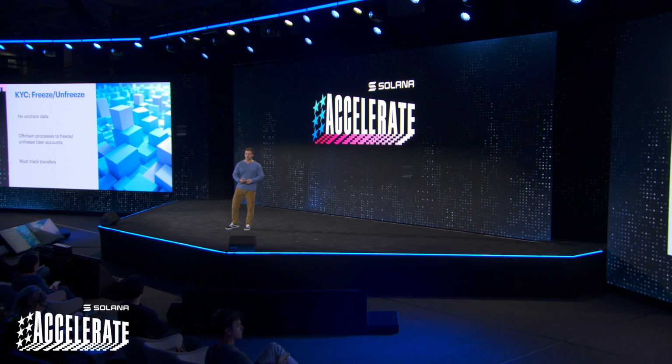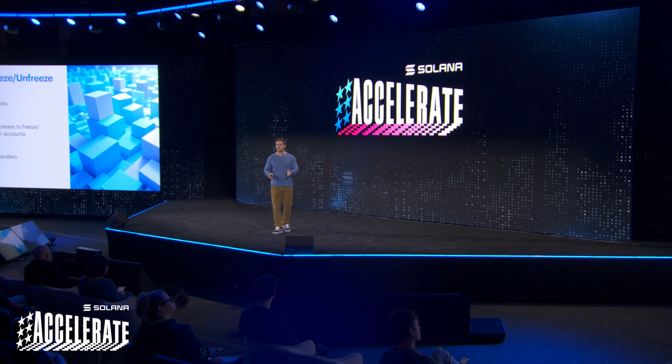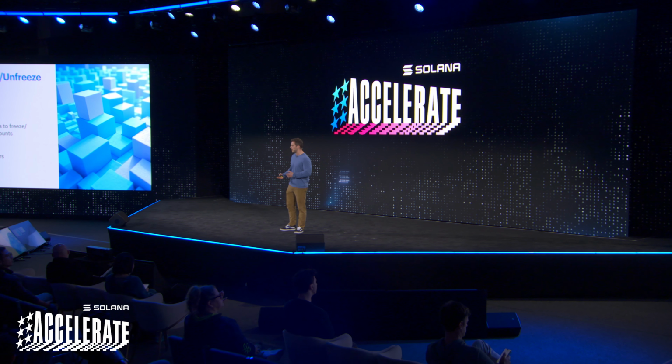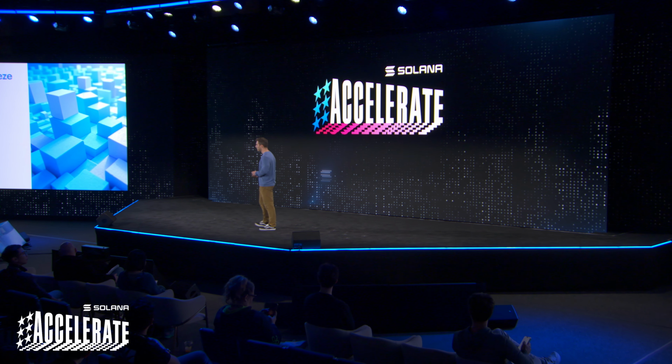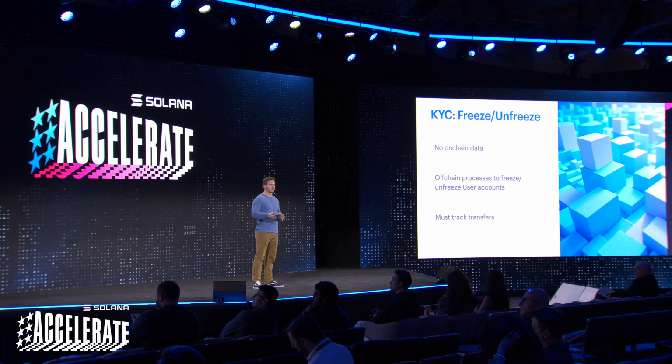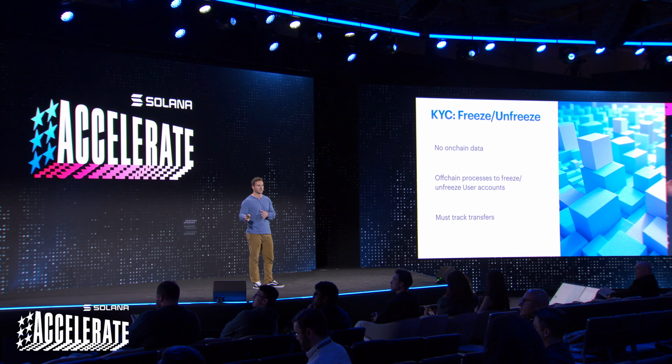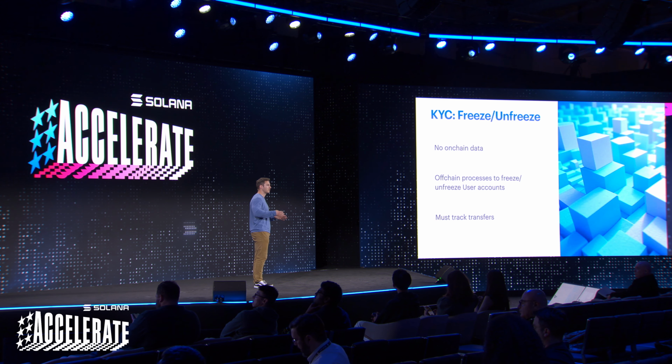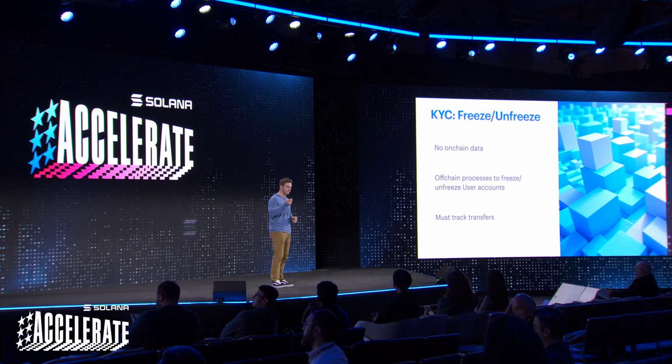So another way to do KYC is using the freeze and unfreeze action, which uses a freeze authority. One downside of this is that there's no actual on-chain data. So this is a decision that you need to make with your compliance team, whether that's important or not. However, it has support across the ecosystem. So what this means is that you have an off-chain process that determines which accounts have been KYC'd, and if they've been KYC'd, they're unfrozen. If they're not KYC'd, they stay frozen. Another downside with this is that you actually have to track the transfers and make sure that you're keeping track of which accounts should be frozen or unfrozen, and this is all done off-chain.